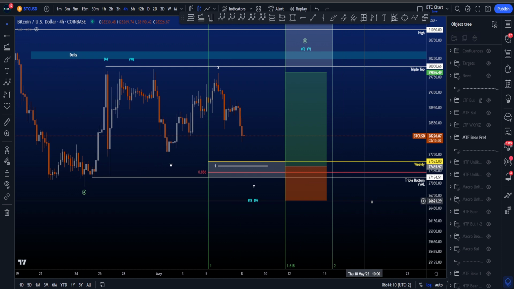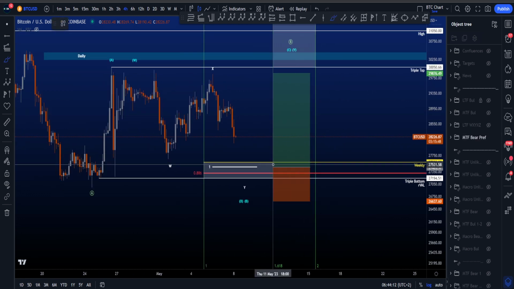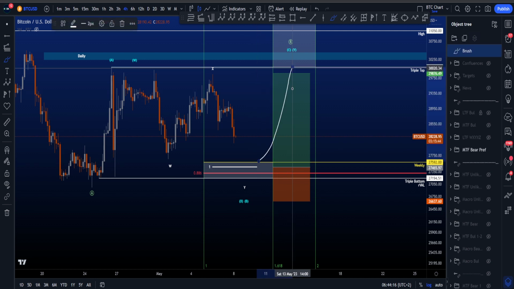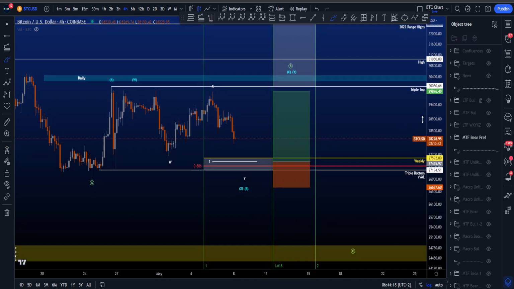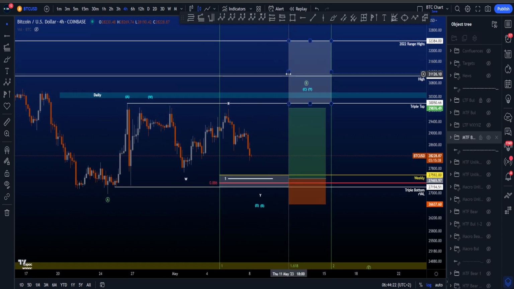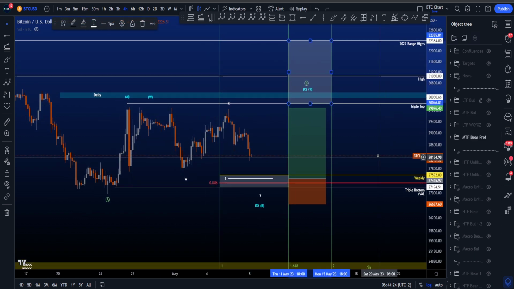Now the potential trading setup that I have over here is to enter a long in this area, stop loss safely below, and then looking for a long to the upside, where the target area then for this wave B can be seen over here, which is quite big, and it is between 30k and 32.4k.